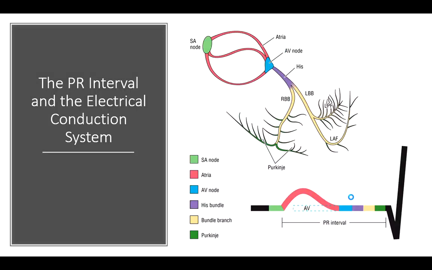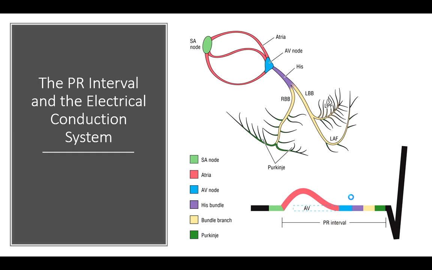The PR interval, let's move to this. So this is the P wave. From the start of the P wave to the start of the QRS complex, this is the PR interval. If I use the term PR segment, I'm talking about the end of the P wave to the beginning of the QRS complex. So this would be a PR segment. This would be a PR interval.